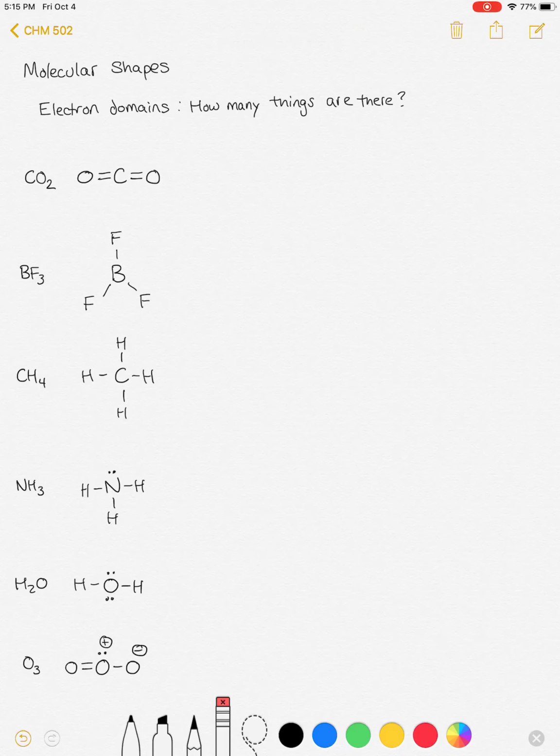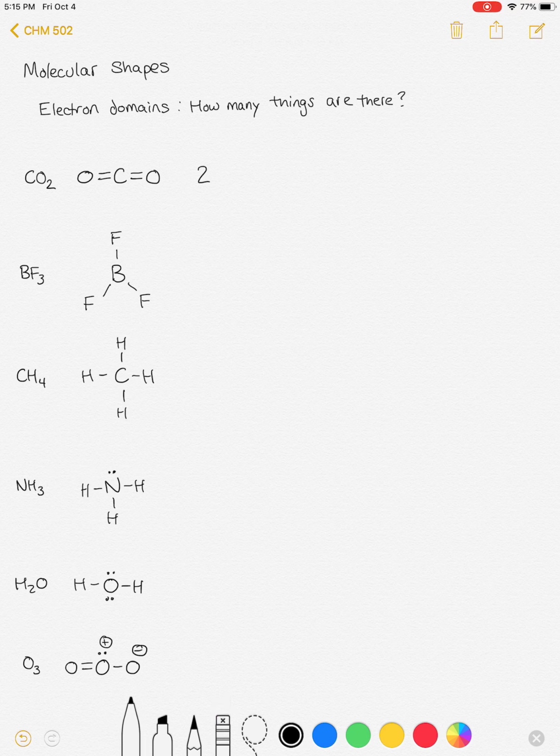This tutorial is designed to help you identify the shapes that molecules will take. The main thing that impacts the shape of a molecule is electron domains. By electron domains, I essentially mean how many things are bonded to the central atom. If we look at this top example, carbon dioxide, CO2, how many things are bonded to the central carbon? Well, obviously there's two.